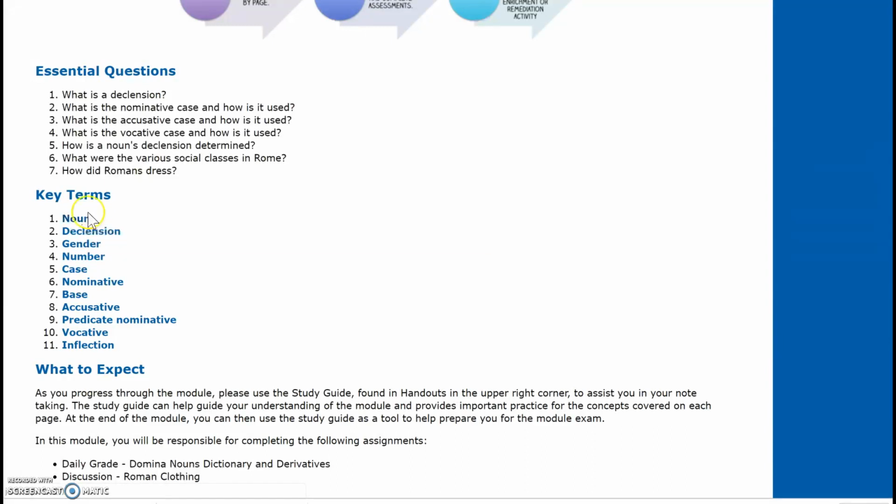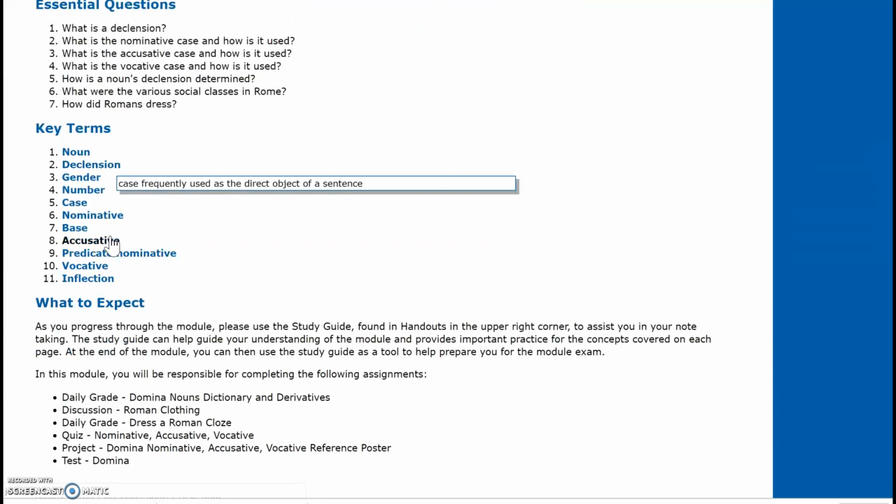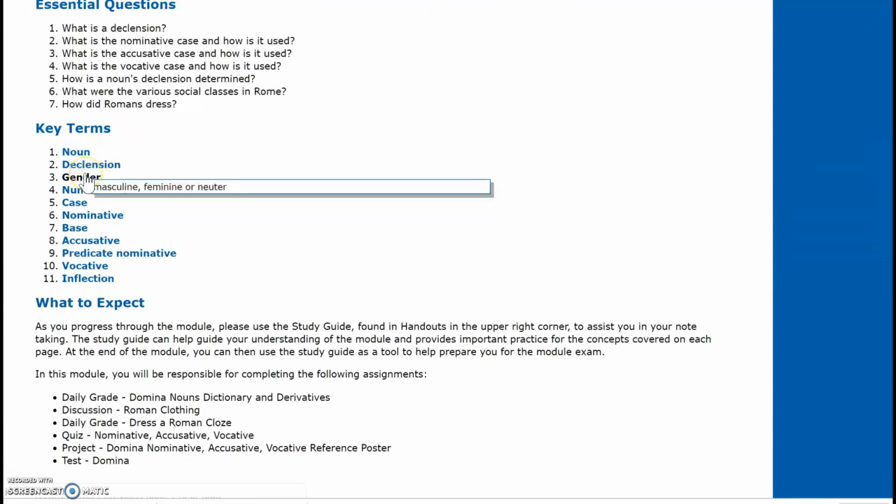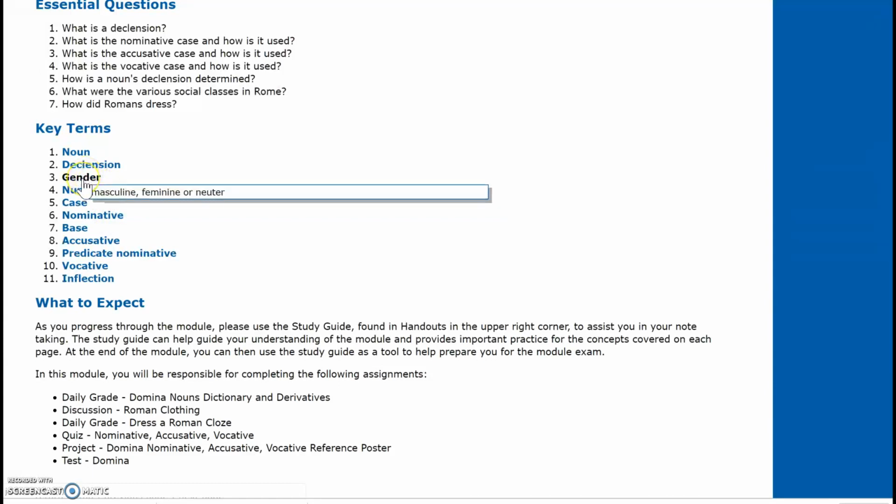In Latin, a noun will belong to a declension, which is a family. If you remember in the last module, we talked about a family or a conjugation of verbs. So when you're talking about a group of verbs that are similar and get put in a category together, you're talking about a conjugation. When you talk about a noun group that has similarities or a family of nouns, you're going to call that a declension. In Latin, nouns have gender.